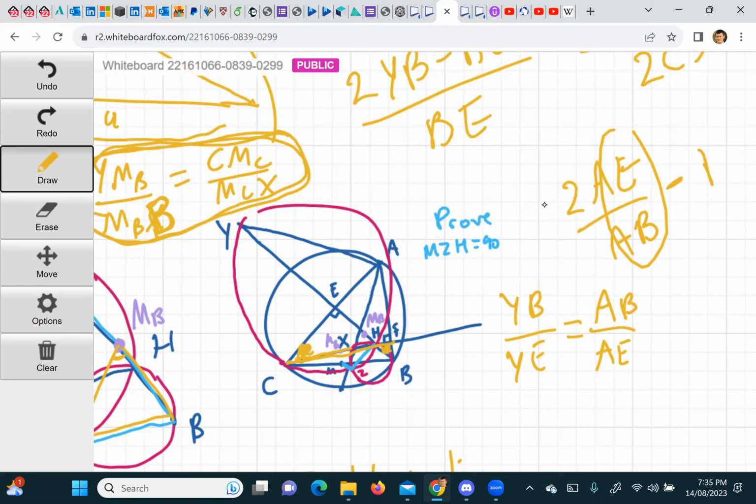Do we know that or do we need to prove that? That's like the angle bisector stuff. Yeah. AB over AE is equal to AC over AF.